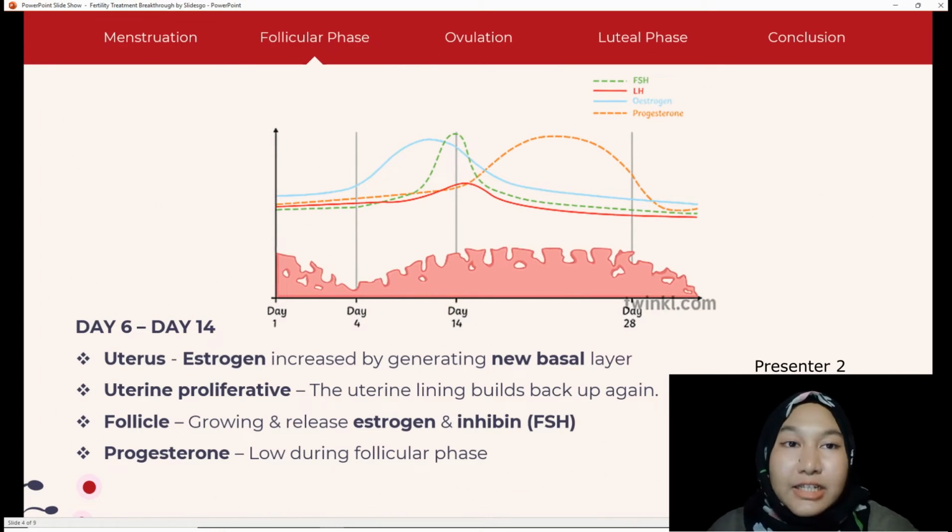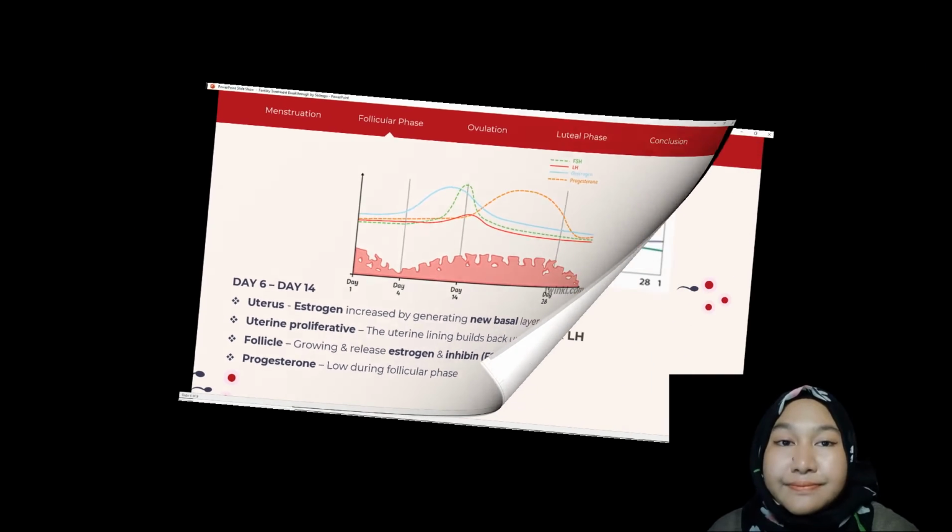Follicular phase, day 6 to day 14: the uterus produces a new basal layer in response to the increased estrogen. The uterine lining then starts to regenerate as the proliferative phase starts. FSH levels steadily rise to support the maturation of the egg in the ovary. Estrogen levels rise progressively during the phase and reach their peak near the end, while the progesterone levels are low during the follicular phase.